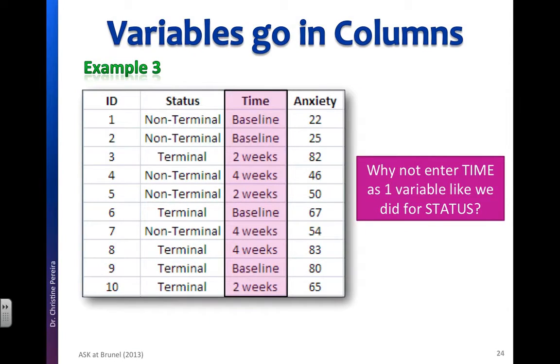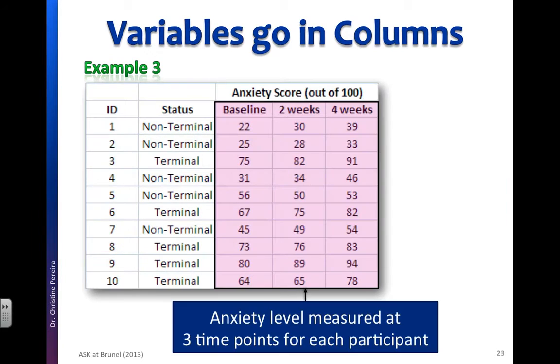Now, why don't I enter time like I entered status? So, for example, have baseline, 2 weeks, 4 weeks in there, and then have an anxiety score. Well, I have 3 time points for every participant. If I do it this way, I cut out a lot of information. So for participant 1, I only have a baseline score. What about 2 weeks and 4 weeks? So because every participant took the anxiety test at all 3 time points, I have to enter my data the way I did before, like this.